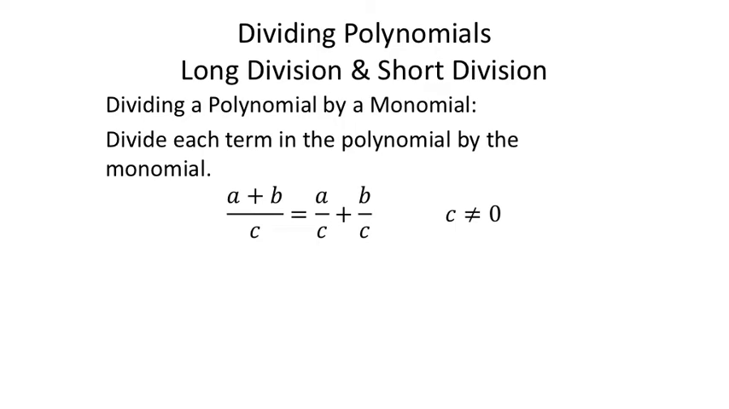Dividing polynomials, long division and short division. Dividing a polynomial by a monomial: divide each term of the polynomial. So this one's just saying, if you have an individual fraction, you can split it up into each part. Just remember that whatever the denominator is can't be 0. So if it asks for a domain, we'll have to keep that in mind, but I don't think it does on these ones.